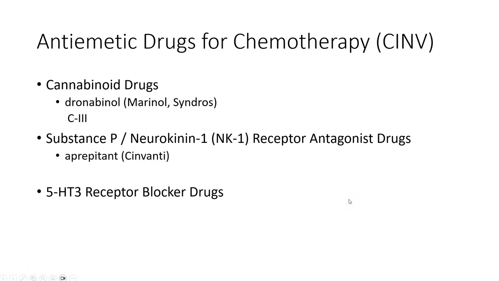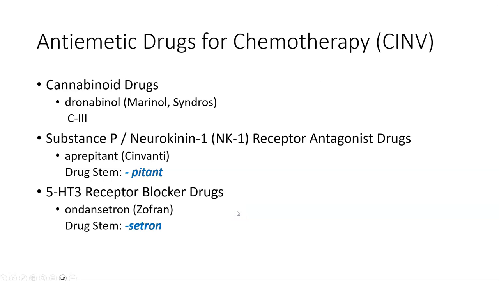The substance P neurokinin 1 antagonists, aprepitant, which is Cinvanti, and we have that chemo-induced nausea and vomiting right in that brand name right there. And these have pitant as their drug stem. And then your 5-HT3 receptor blockers, ondansetron, which is Zofran, has the drug stem of setron. So these are going to be used for nausea and vomiting.